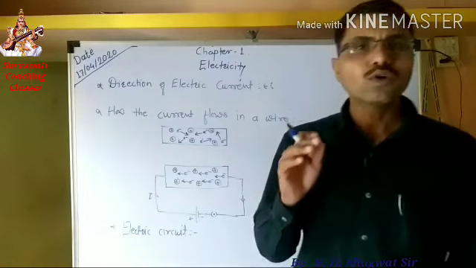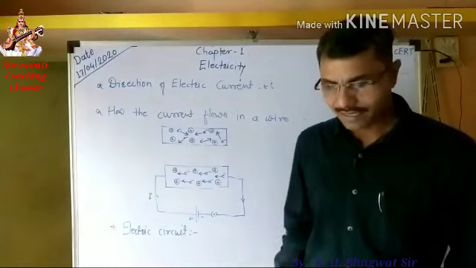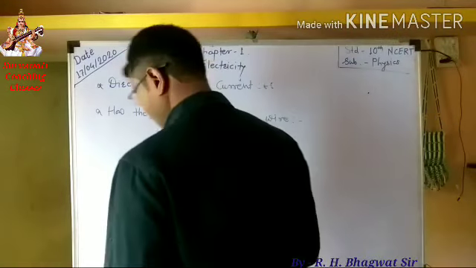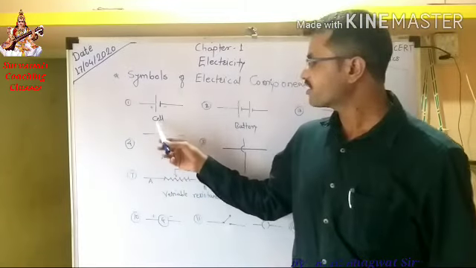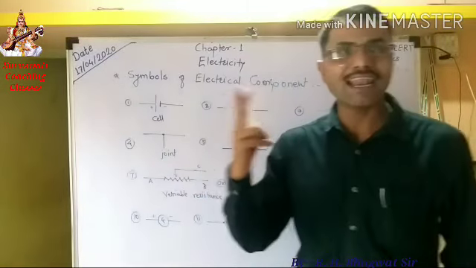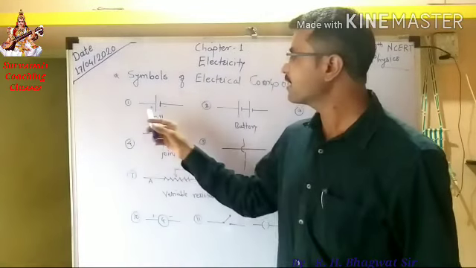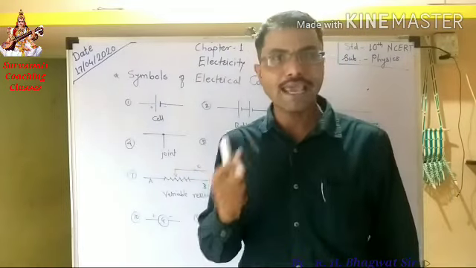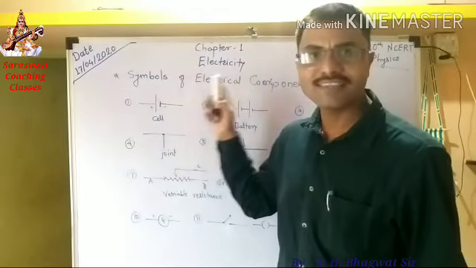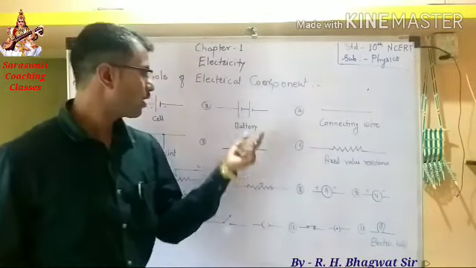Hence, we are going to study the different electrical symbols used in an electrical circuit. The first electrical symbol is for a cell, having two parallel lines. The first long line indicates the positive terminal of the cell, while the shorter and thick line indicates the negative terminal of the cell. Now, the next symbol is for a battery.